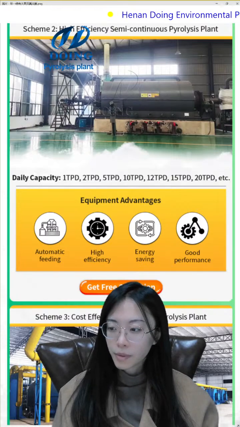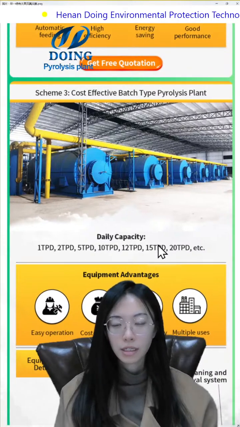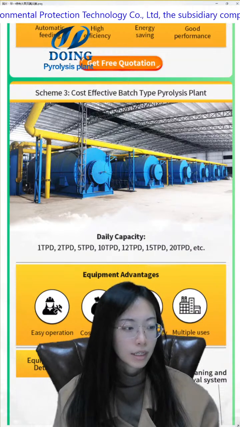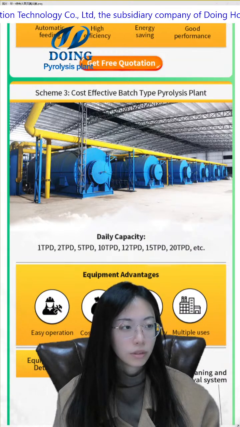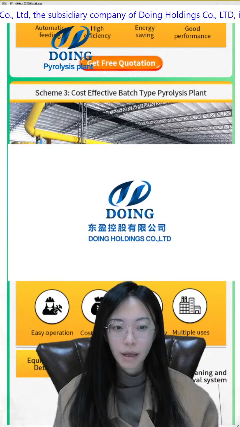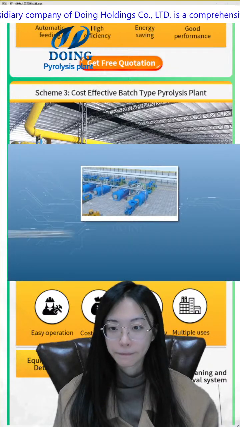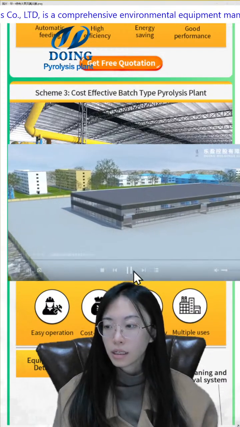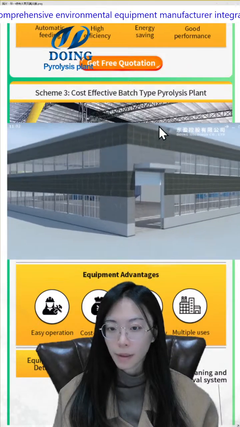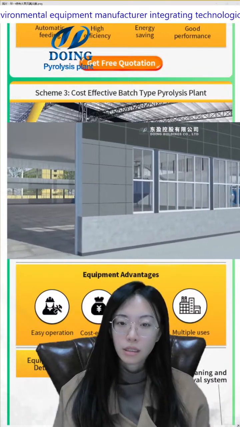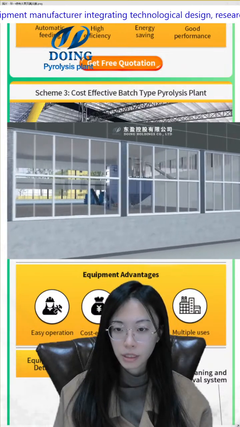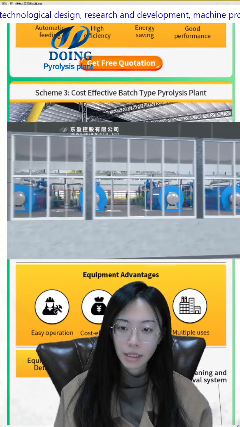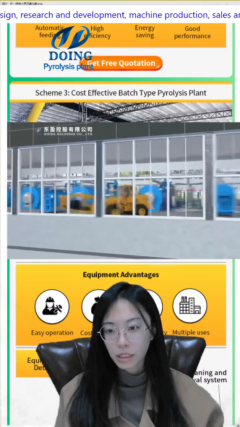And then let's come to the batch type pyrolysis plant, the third pyrolysis equipment. Let's have a look at the 3D video to know more information about this. You can see this is the 6th line of the batch type pyrolysis plant, and it can process different materials like waste tire, waste plastic, oil sludge, aluminium plastic, and we have different capacities.